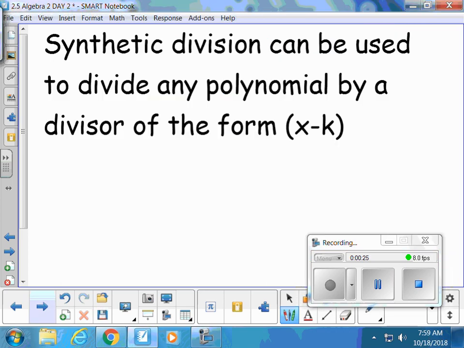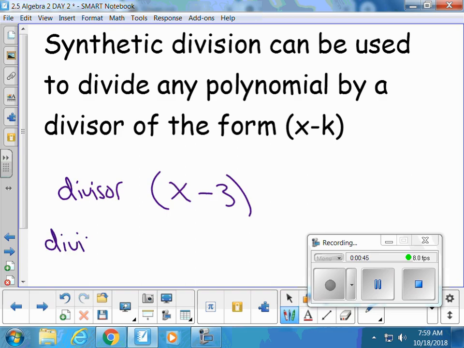Alright, so synthetic division can be used if you're dividing a polynomial by a cute little binomial. So if your divisor is only two terms, such as x minus 3, then you can use synthetic. Now, if your divisor is larger, like x squared plus 6x minus 1, then you have to use that long division. There's just no other choice. But if you have a cute little binomial as your divisor, good news. Synthetic will work. Okay?